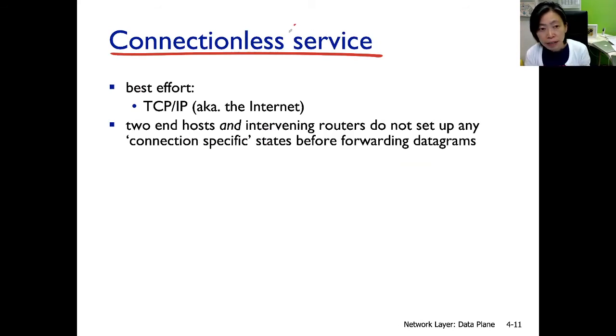First is the connectionless service. What it means is that the end hosts and the routers in the middle do not set up any connection-specific state before data is passed around. So there's no reservation of bandwidth, no reservation of memory space to buffer packets. So you see that there's not going to be any guarantee at all. Exactly. This connectionless service is also called the best effort model, and this is exactly the model implemented in TCP/IP, the internet.